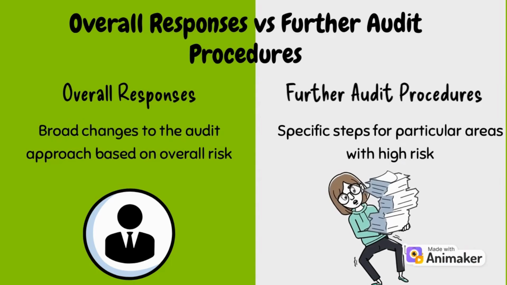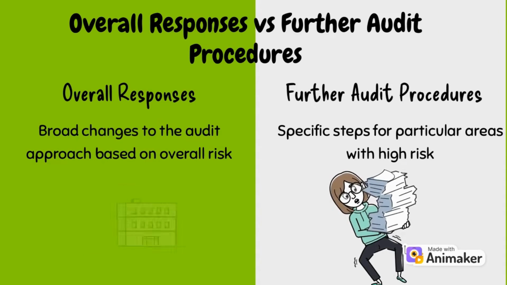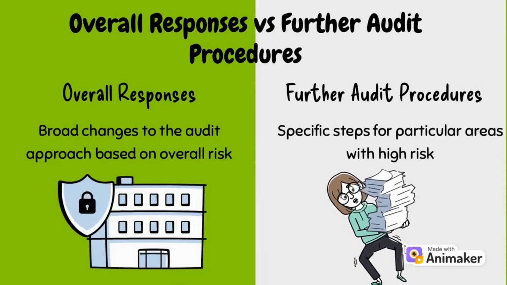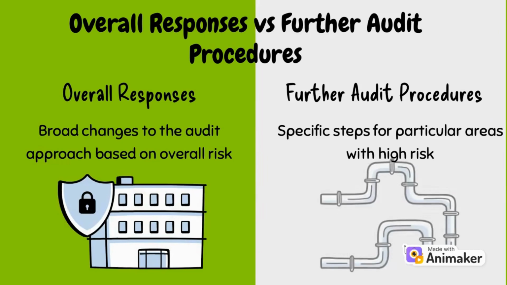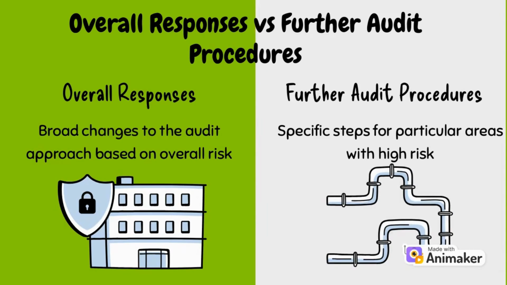If we apply this theory to our skyscraper example, the overall responses will be big-picture actions like safety protocols for the whole site to prevent major failures. Further audit procedures would focus on specific parts, like testing materials in one floor or checking the elevator installation.